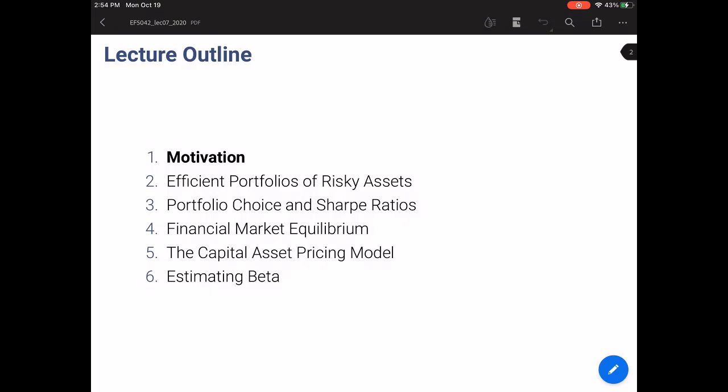Okay, so recall beta is our way of measuring exposure of certain assets to risk depending on their correlation to a risk factor. And to reiterate, the risk factor that we're going to consider is only the intercorrelations between assets that cannot be diversified away. Okay, so that is our source of risk.